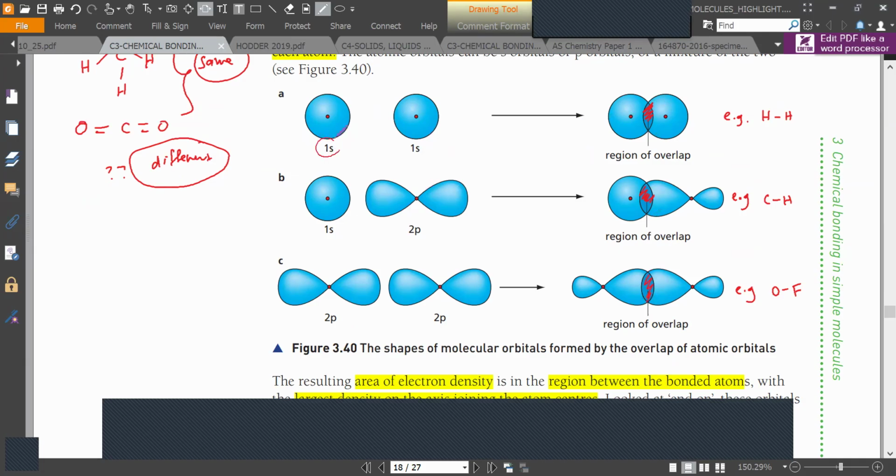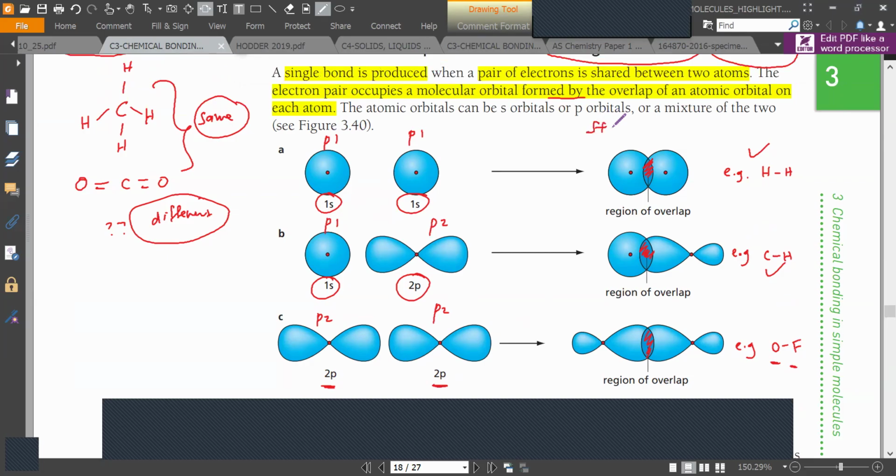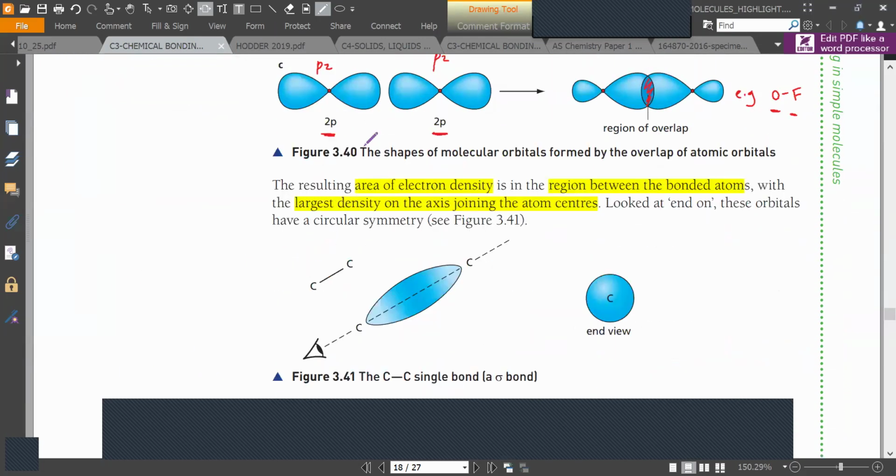So we can have an s orbital and an s orbital, for example in hydrogen, or an s orbital and a p orbital, for example in CH, which is period one with period two. Then p orbital with p orbital, in period two, for example oxygen and fluorine. These sigma bonds are quite strong because the region of overlap is large, since they overlap directly.